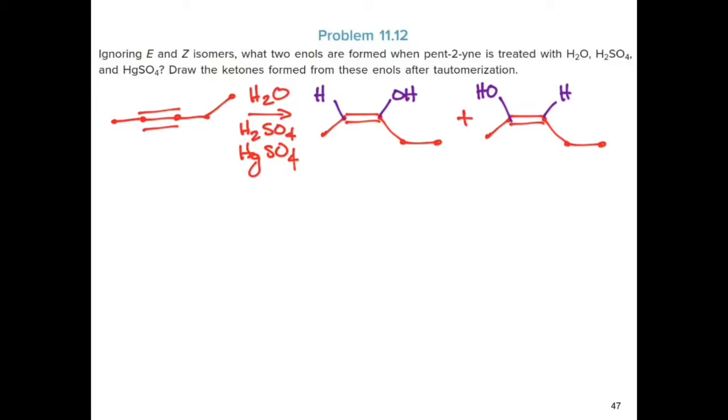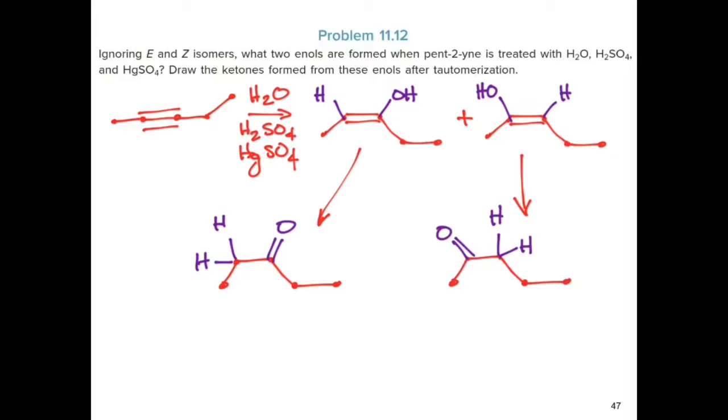And so the next step here is to draw the ketones formed after tautomerization. So for the first one here, you can see that we're going to have a double bonded oxygen, and then the hydrogen will be moved and bonded to this second carbon atom, as shown here. All right, and for the second enol here, we're going to have an oxygen that's double bonded to the second carbon atom, and then the hydrogen that's bonded to the third carbon atom, as shown here. So these are the two ketones that are formed after tautomerization.